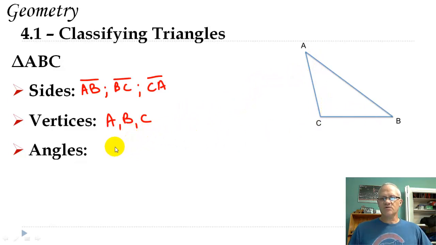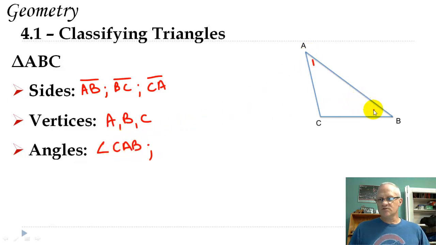In this case, we could call them just by one letter, but to get you used to seeing it with three letters, I'm going to name it with three. So this angle here, I'm going to call angle 1, which I'm going to call angle CAB. You could also call that BAC. In this case, since there's no other angle A, you could just call it angle A, but I want you to get used to seeing these.